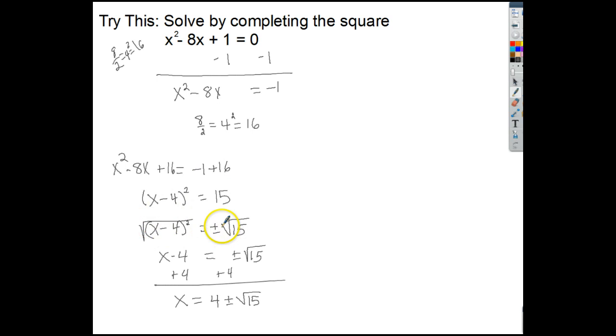Take the square root of both sides to get rid of the square. Don't forget to put plus or minus on the number side. And the square and the square root cancel. We get x minus 4 equals plus or minus the square root of 15. Get x by itself by adding 4 to both sides. Put it in front of the plus minus. There's our answer. Okay.